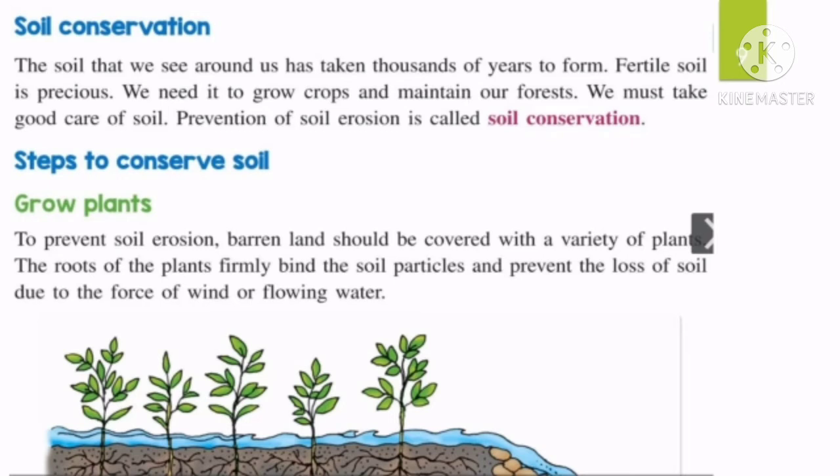Dear class, you can see in the diagram when plants are there, they hold the soil, and when the wind is blowing or the water is flowing over, the soil will not get eroded. But if plants are not there, then the soil will get eroded. So one of the steps to conserve soil is to grow plants.